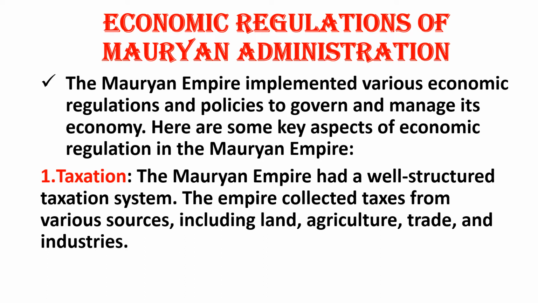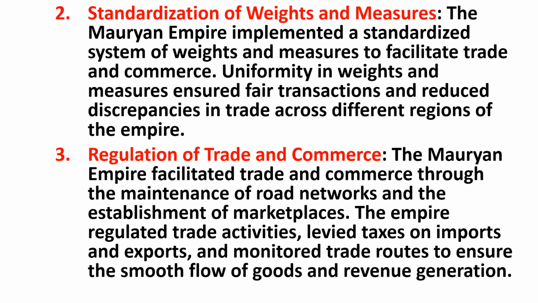First one, taxation. The Mauryan Empire had a well-structured taxation system. The empire collected taxes from various sources, including land, agriculture, trade, and industry.